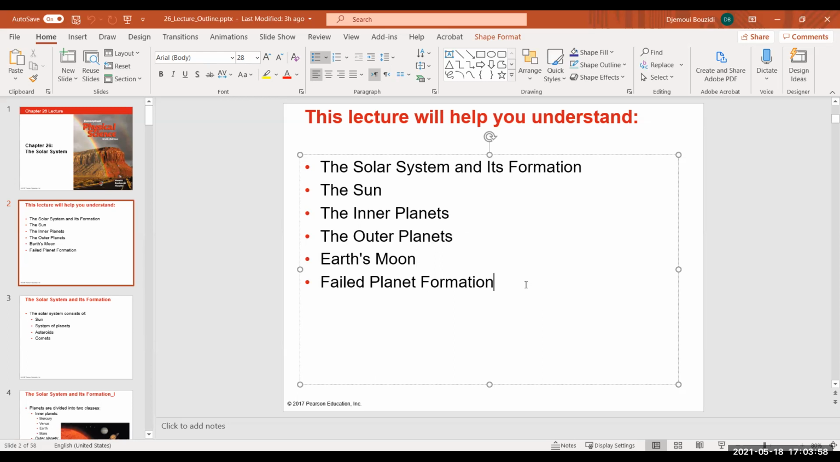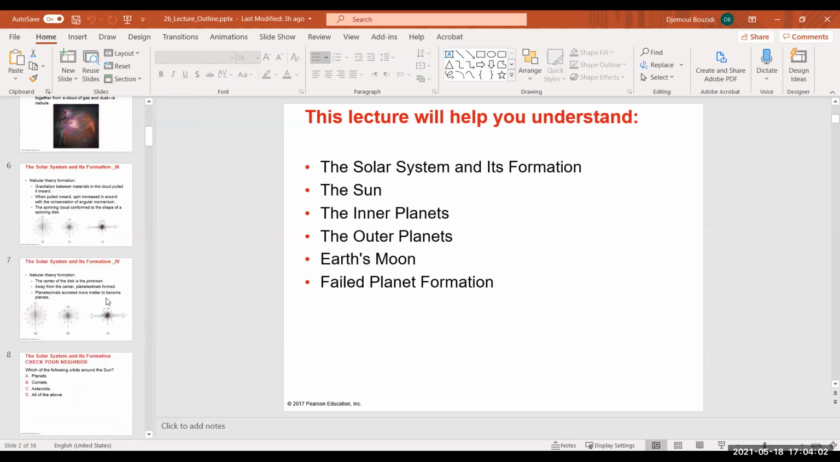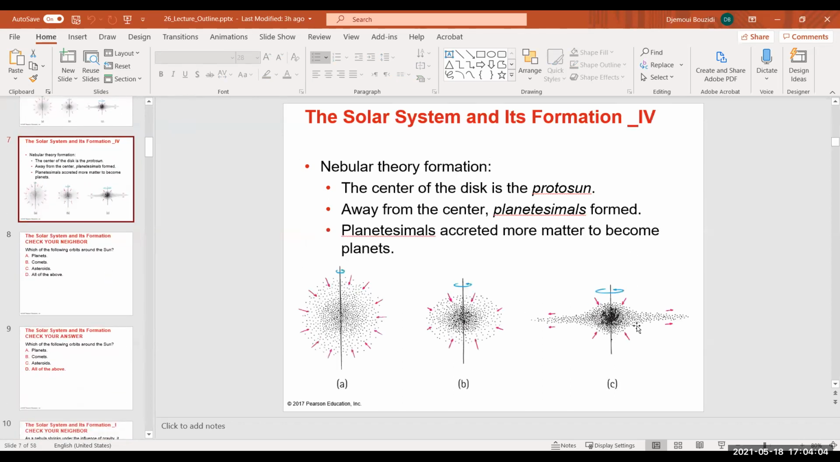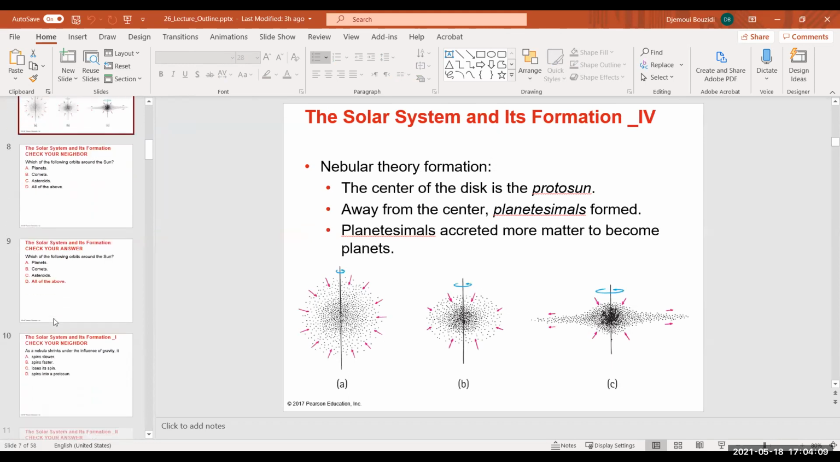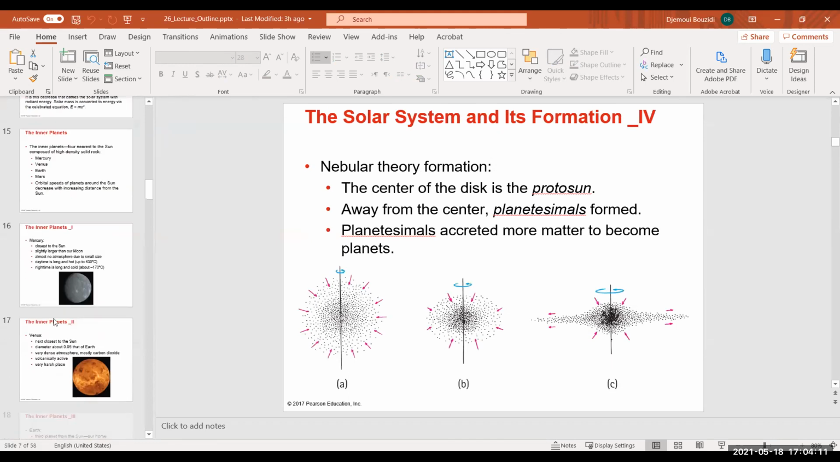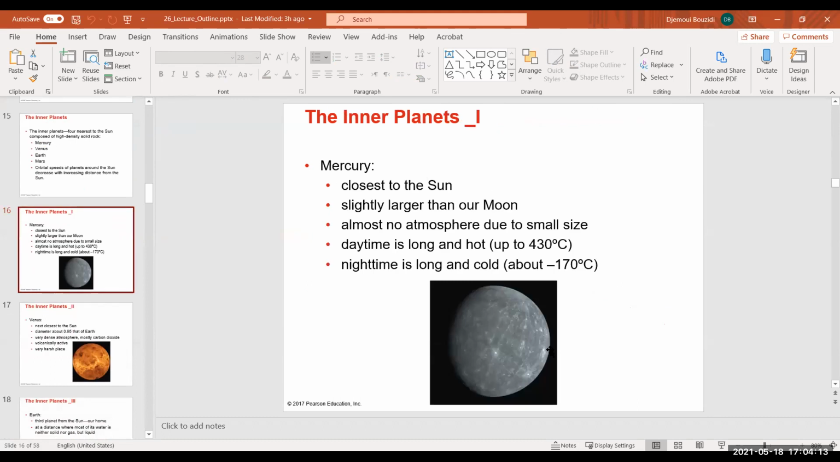And then failed planet formations are the dwarf planets. Okay, I think we talked about everything there is in the solar system. This is how the solar system formed, and this can be explained by the conservation of angular momentum. And this is, again, a different look at Mercury with its properties, okay? 430 degrees Celsius during daytime, and nighttime it gets extremely cold.